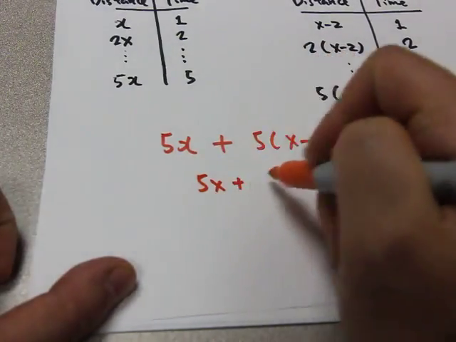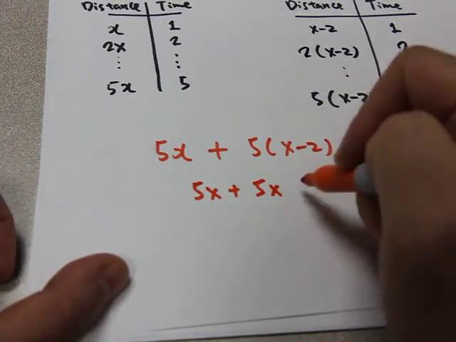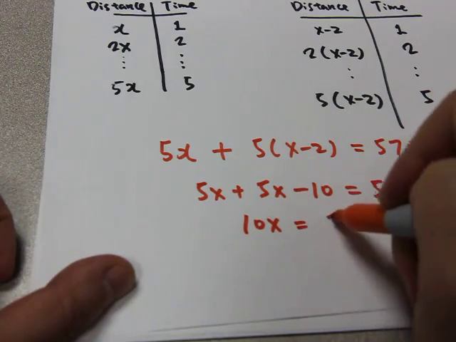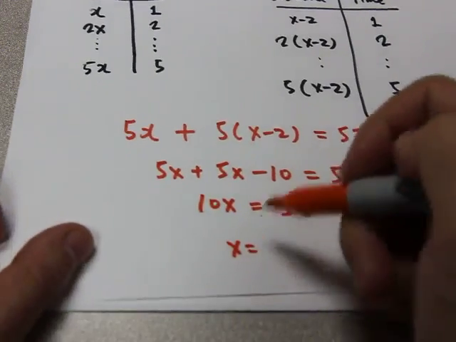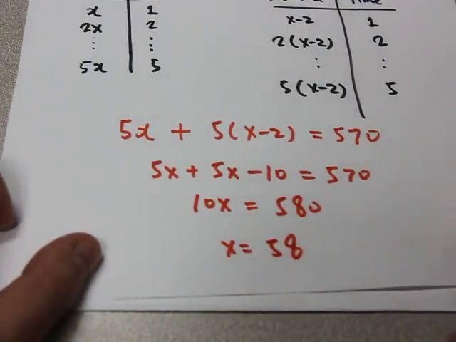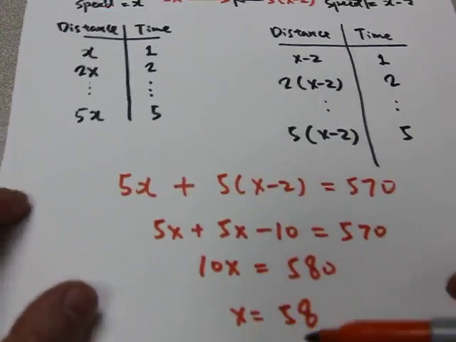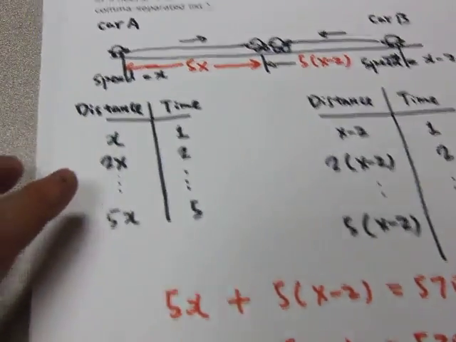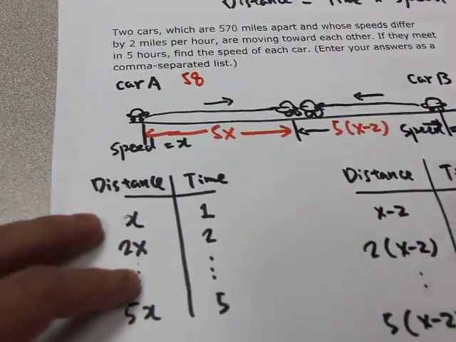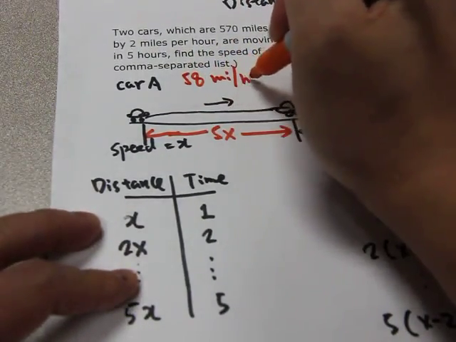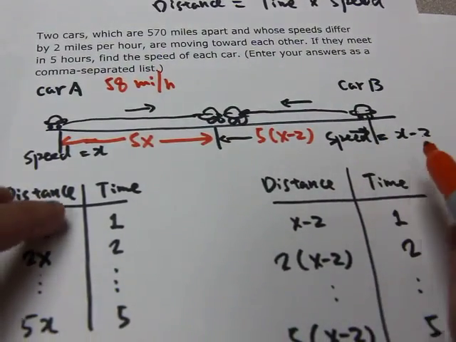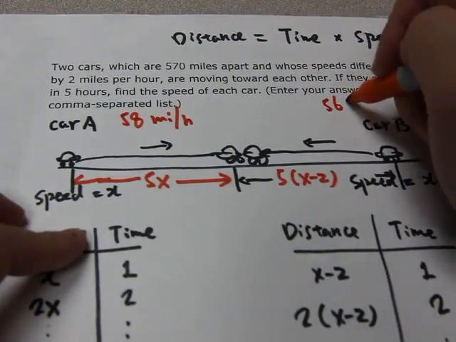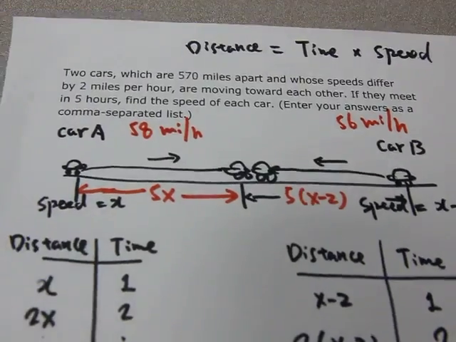So 5x plus 5x minus 10 equals 570. So 10x equals 580. So x equals 58. Therefore, the speed of car A is 58 miles per hour. And the speed of car B, since it is x minus 2, is 56 miles per hour.